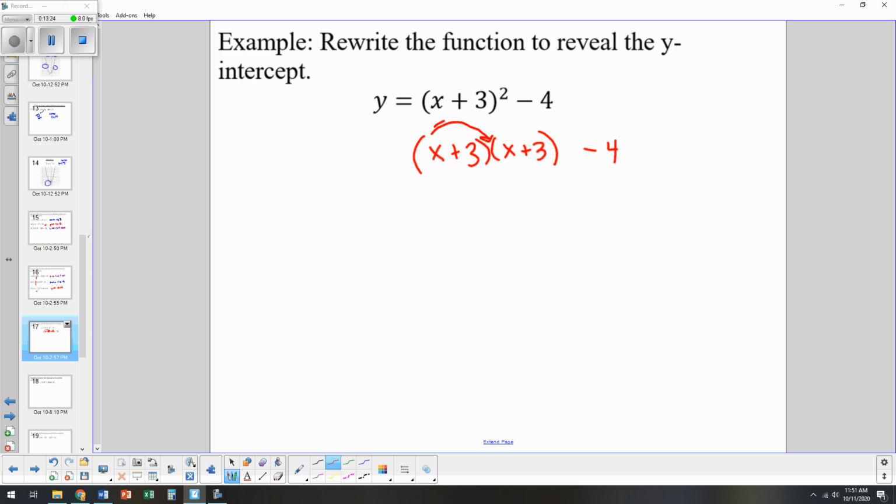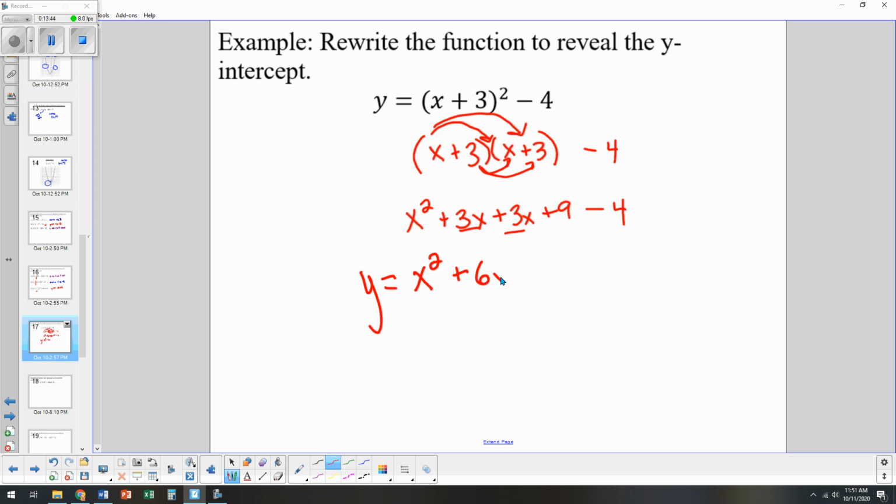We're going to distribute the x twice, so we get x² + 3x, and then we distribute the 3 twice, so we get plus 3x plus 9. And I'm going to bring down my minus 4. So this means I can rewrite my equation as x² + 6x + 5. And my y-intercept, I can now tell, is (0, 5).